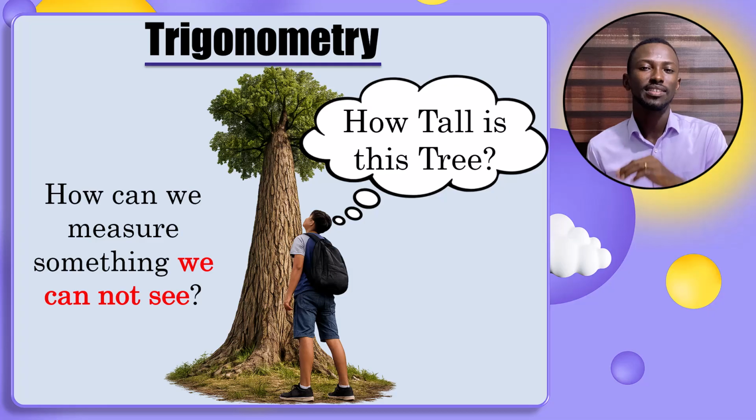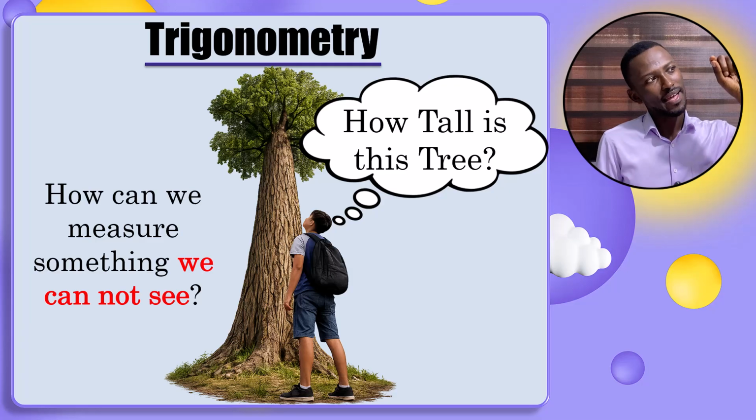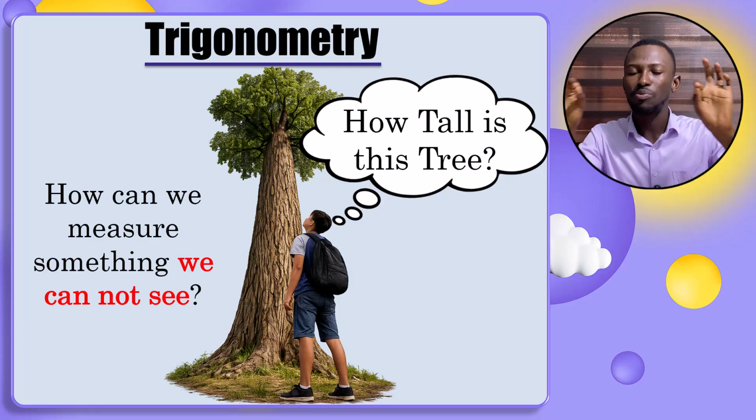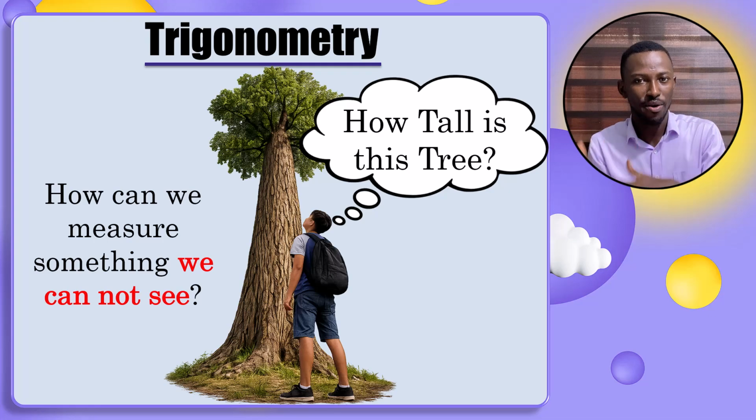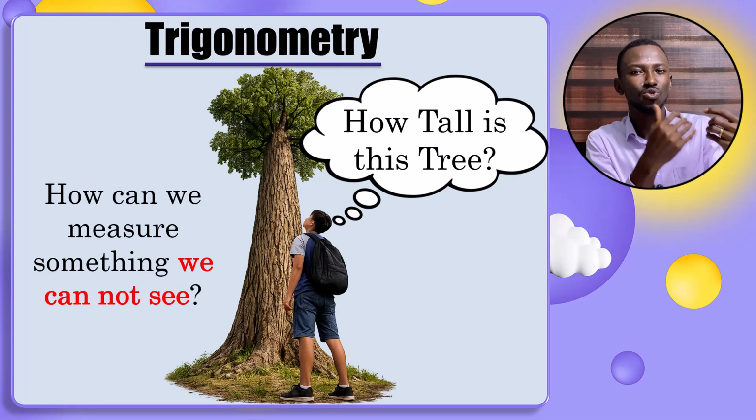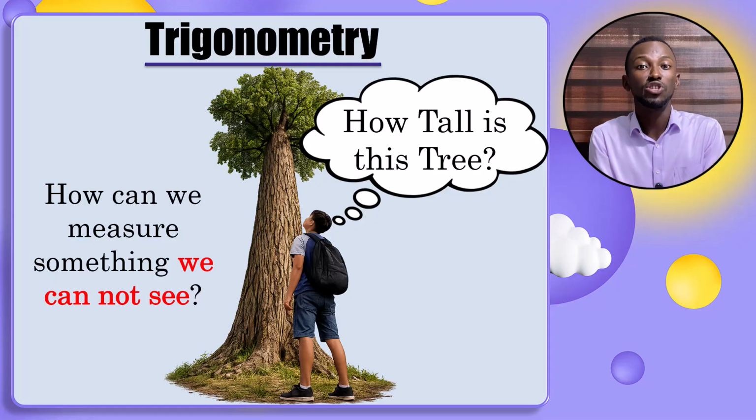Mathematicians came up with trigonometry to help them measure things that are quite impossible or difficult to measure directly. You can't just take from the starting point to the ending point and measure directly. So anything that is quite difficult to measure directly, they use trigonometry and the trigonometric ratios to measure them. That is the tree scenario.